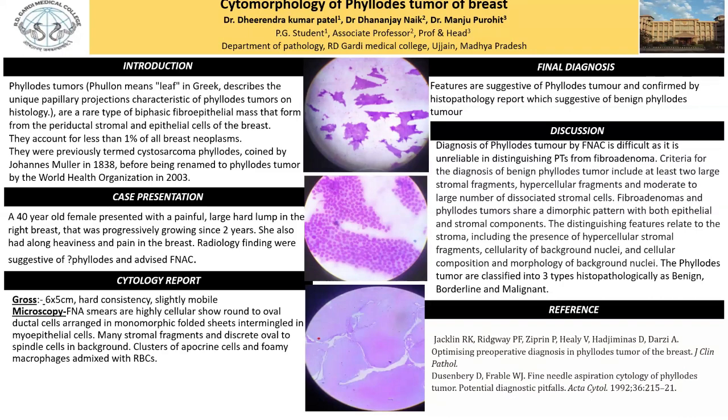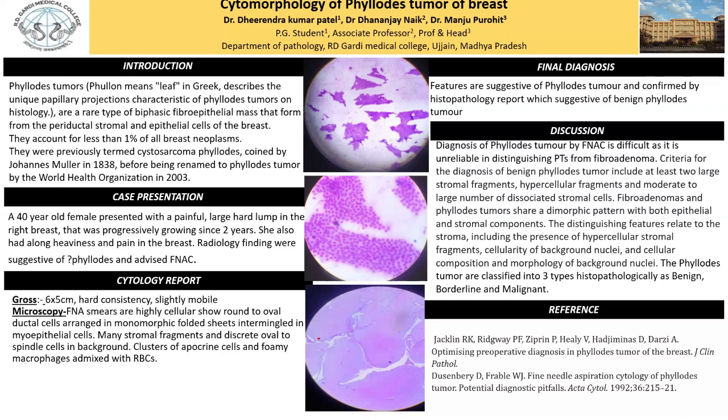They were previously termed cystosarcoma phyllodes, coined by Johannes Müller in 1838, before being renamed phyllodes tumors by the World Health Organization in 2003.